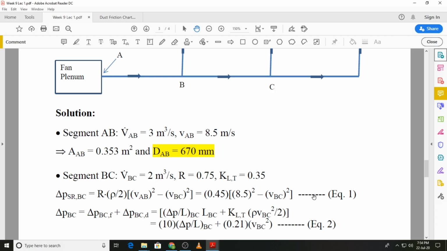The other thing now is to look at the pressure drop in this segment BC, which will be the sum of the frictional pressure drop and the pressure drop due to dynamic losses. Okay. The duct lengths I have not shown over here, but this is actually 10 meters, so I'll just write it down over here.